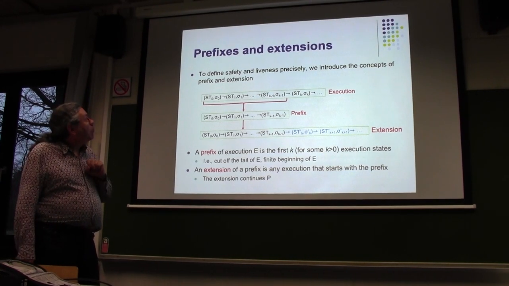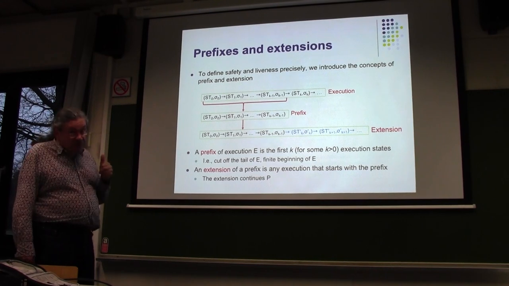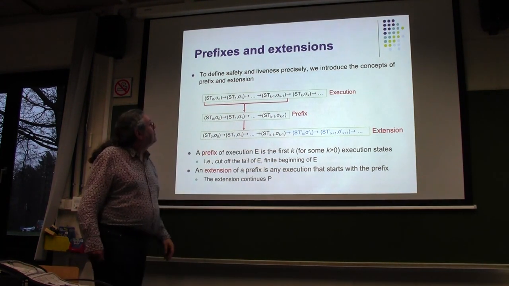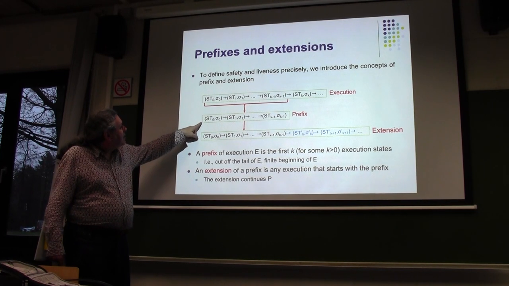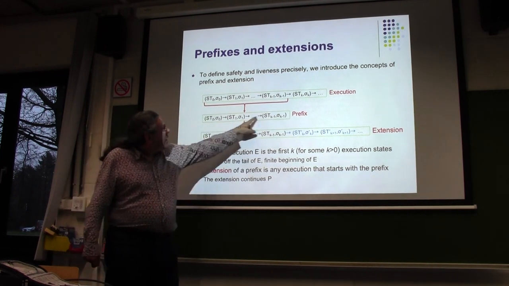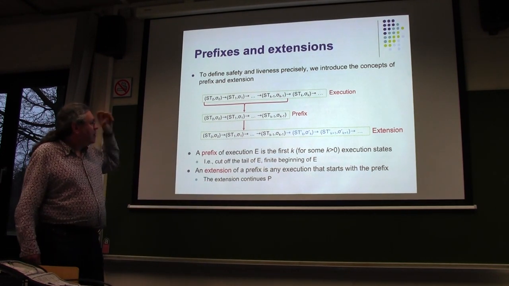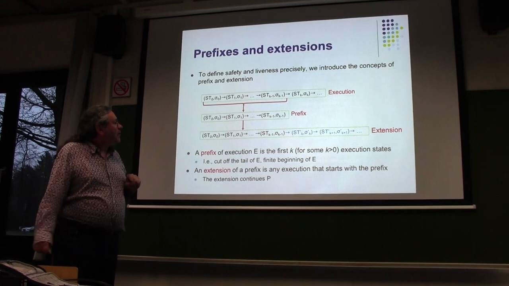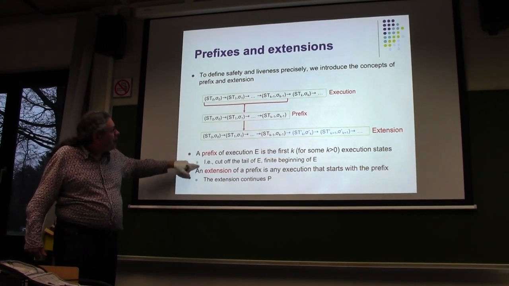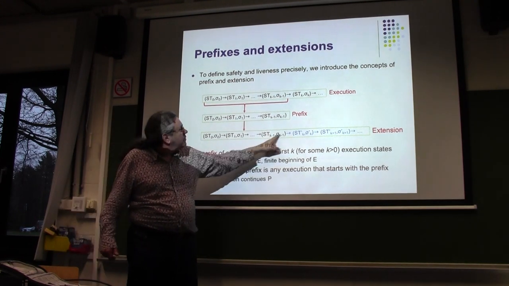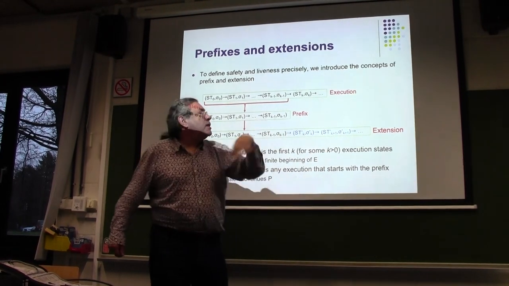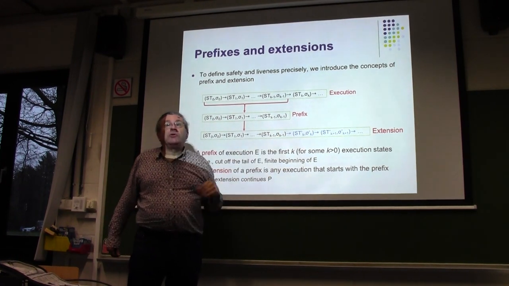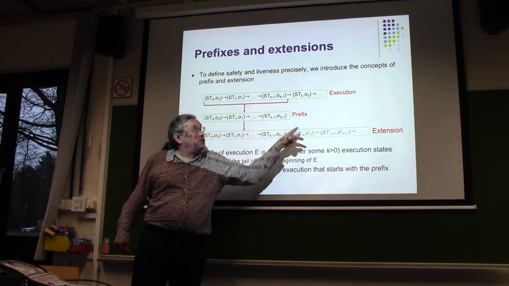To define them, I will introduce two concepts, prefix and extension. So here is an execution, okay, which can go on for a long time. A prefix is basically the first k execution states for some k, okay? So you basically cut off the tail. So it's a finite size sequence of execution states, okay? And an extension of a prefix is an execution that starts with the prefix, but then just goes on in any other way. So you have your system that starts running like this, and at this point, it can keep running, and because of the scheduler and so on, there can be many possible extensions.